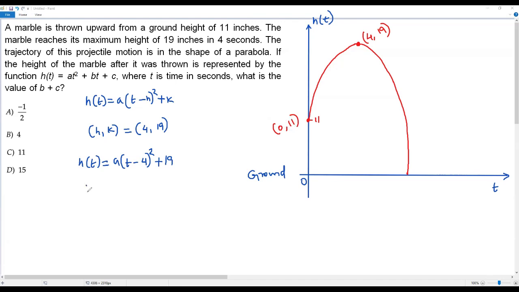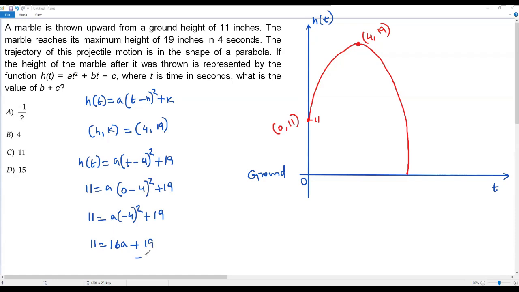So when I do so, I'm getting 11 equals a times (0 − 4) the whole square plus 19. So 11 equals a times (−4) the whole square plus 19. When I evaluate this (−4) the whole square, it's a positive 16. 16 times a is 16a plus 19. Okay, now let's find the value of a.